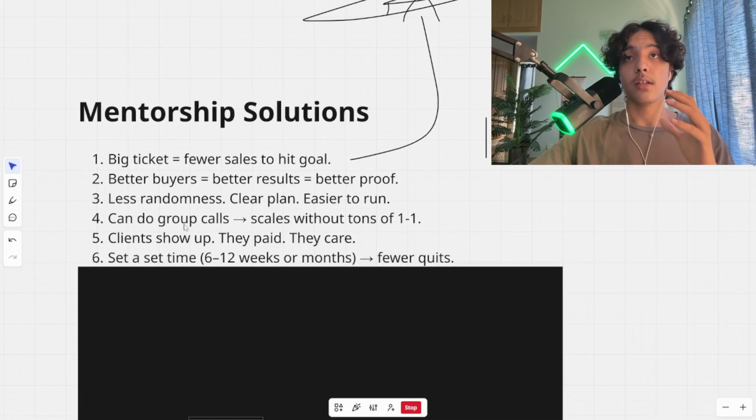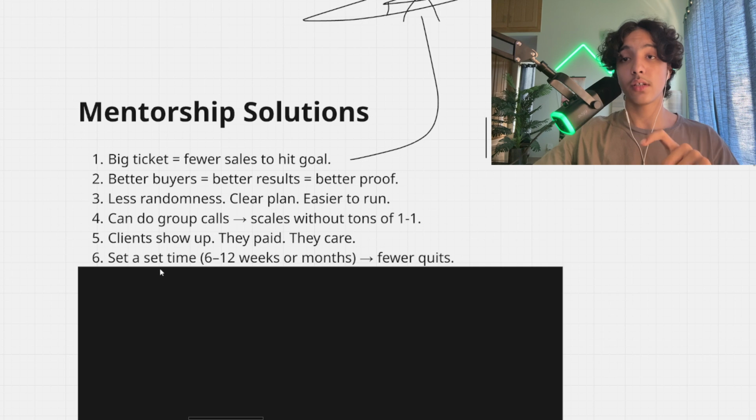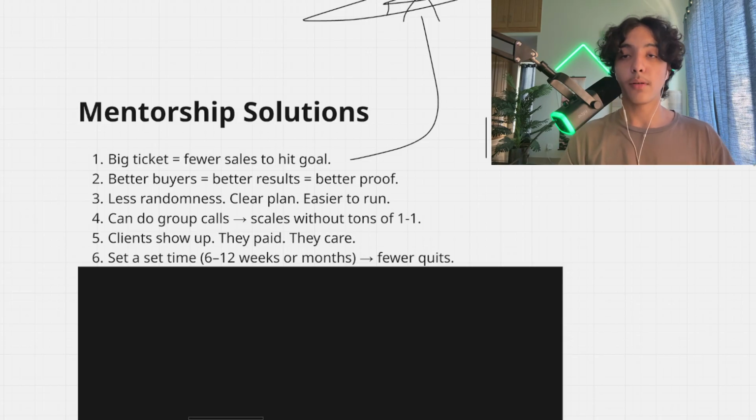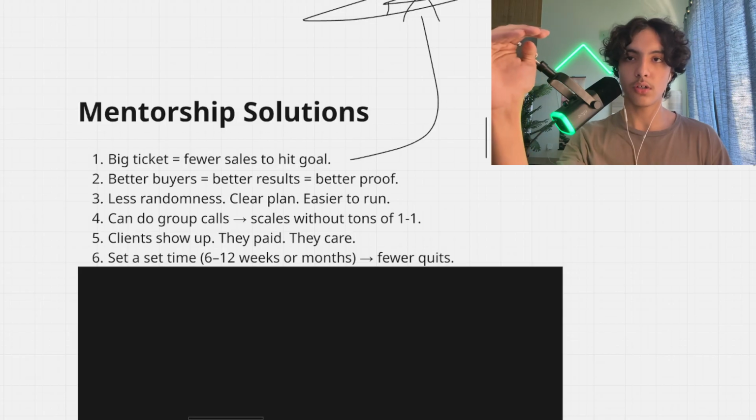So again, number 6, you want to set a set time, like 6 to 12 weeks or months. That will result in fewer quits. You can say we're going to have a 90-day sprint, a 6-month marathon, a 12-month super mega marathon, whatever. You can have different time frames that you help people in, which will result in fewer people churning out of the mentorship. So you can charge more for a larger period of time.